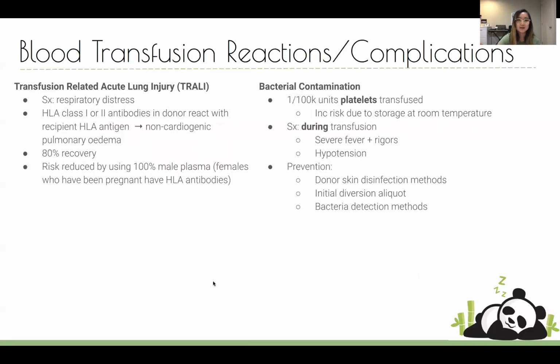Cool. You can get TRALI. I wouldn't say it's super important to remember all the details from it, but essentially you can know that after a blood transfusion, you can get respiratory distress, and most of them will recover. And then you can get bacterial contamination. So the big thing about this one is platelets, because you store them at room temperature. Because it's at room temperature, bugs and bacteria can grow, and symptoms happen during transfusion. So you get severe fever, rigors, hypotension. So these are symptoms of sepsis, so essentially infection of the blood.